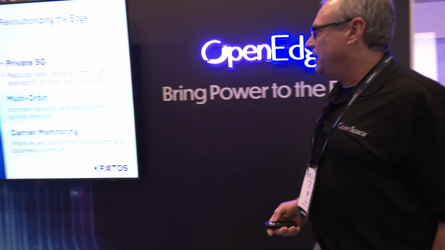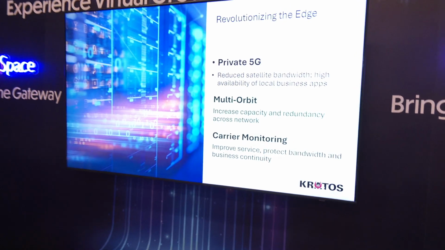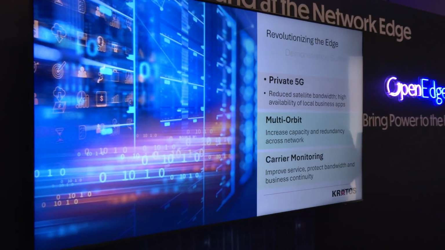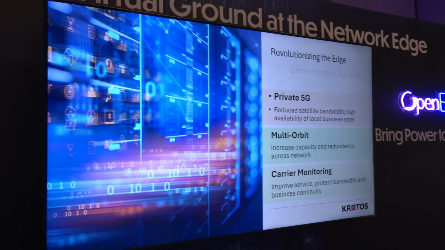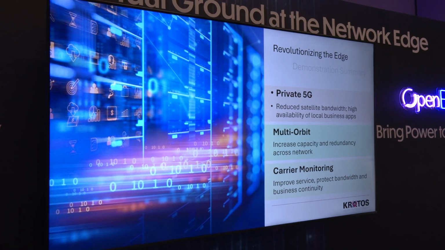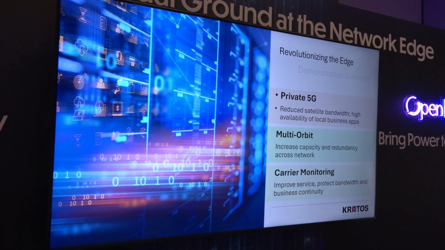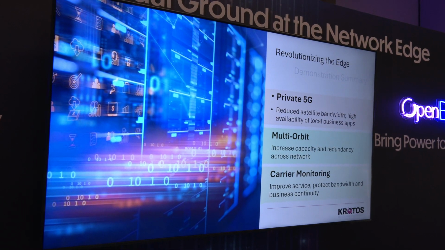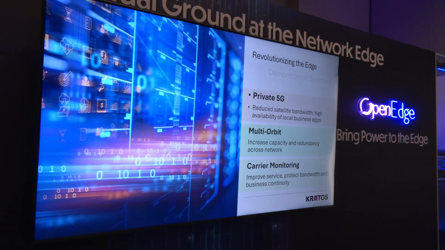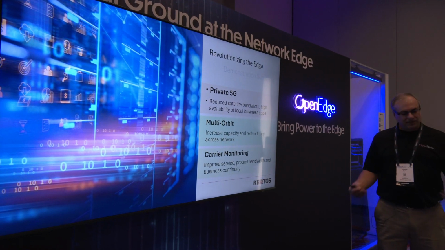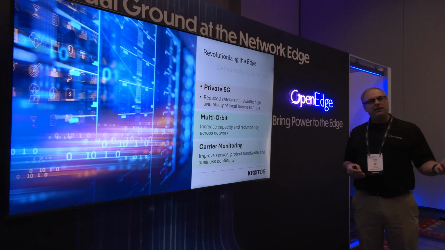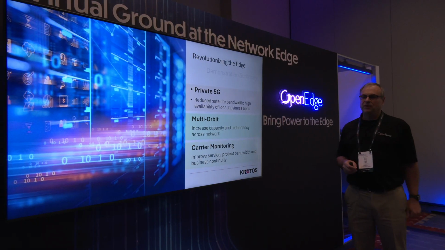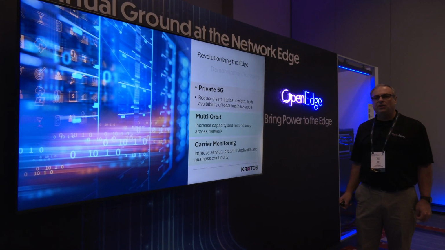So if we go here on the slide just quickly, what we show in these three use cases. So for private 5G, when you run private 5G on the edge for a remote site, we showed how you can actually reduce satellite bandwidth, have high availability of local business applications, because none of the traffic is now reliant on the satellite link status. So even if the satellite link is down due to weather or some other problems, the local traffic for your 5G network is still working fine. So that's the big advantage of the private 5G on the edge.